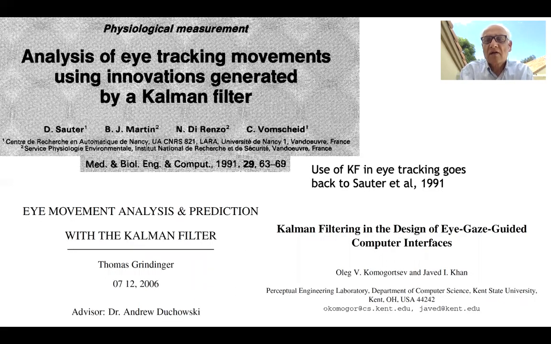Now it turns out that for the movement problem, there is actually a rich body of literature where Kalman filter has played a big role. And I think probably one of the most pioneering papers in this goes back to Sauter et al. in 1991. This was for remote eye tracking, not the kind that you would use in virtual reality, but again, they applied Kalman filter for eye tracking movements. And then there is the high impact thesis of Grindinger on eye movement using Kalman filter, and then a much more recent paper by Komogortsev and Javed Khan on Kalman filtering for eye gaze guided computer interfaces, where in fact, in that paper, they make math models and apply Kalman filter for their eye gaze problem.